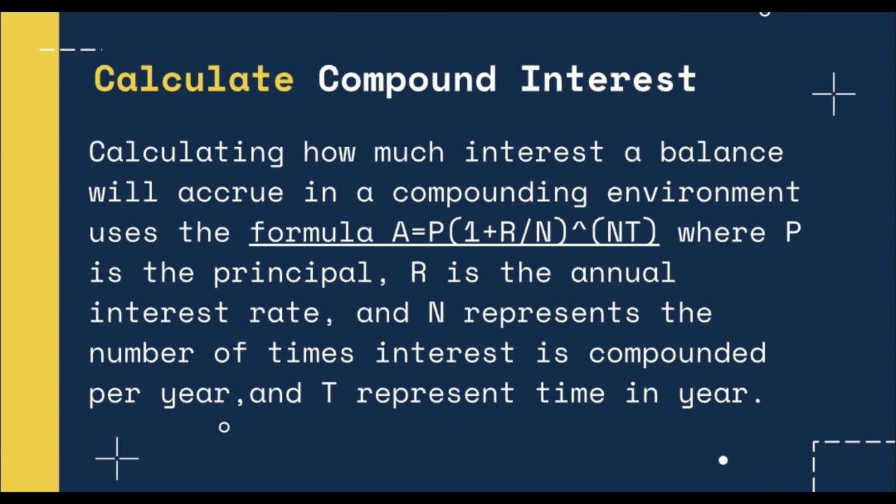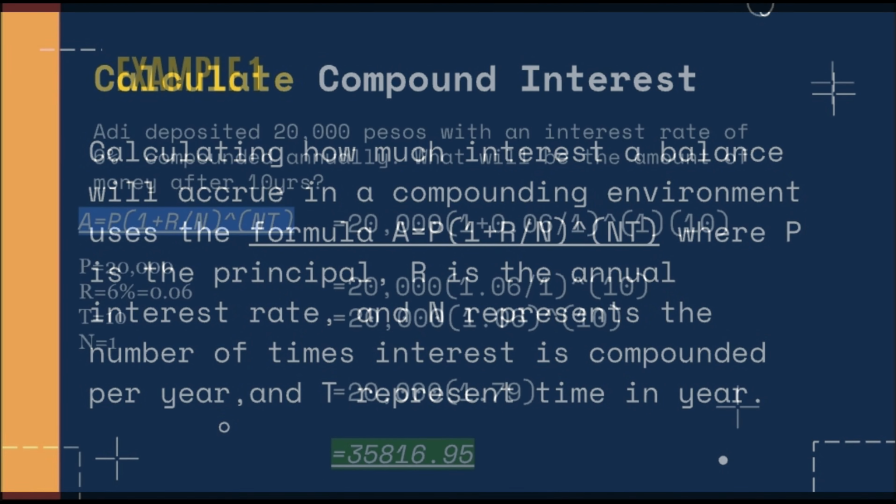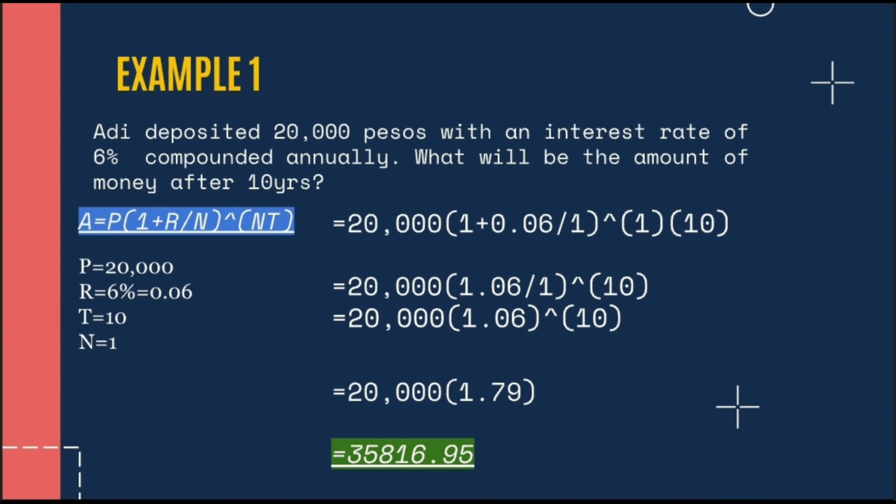Let's take a look at some examples using this formula. For the first example, we have Adi deposited 20,000 pesos with an interest rate of 6%, compounded annually. What will be the amount of money after 10 years? Let's first identify the given. Our principal will be the deposited 20,000 pesos and the rate will be 6%. Converting it to a decimal, it will be 0.06. Our time will be 10 years, and finally, our compounding period is 1, because it is compounded annually.